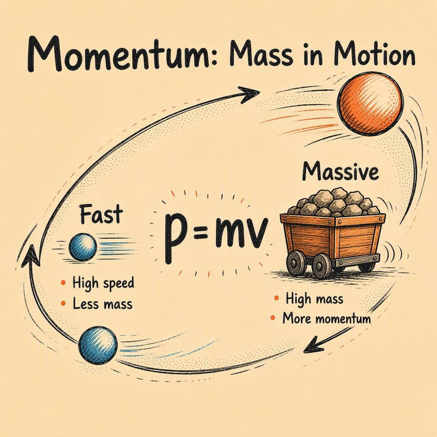Momentum combines mass and velocity. P equals m times v. A fast object has momentum, and a more massive object moving at the same speed has even more. Momentum is especially useful for understanding collisions because interactions transfer momentum between objects, while the total momentum of a closed system is conserved.